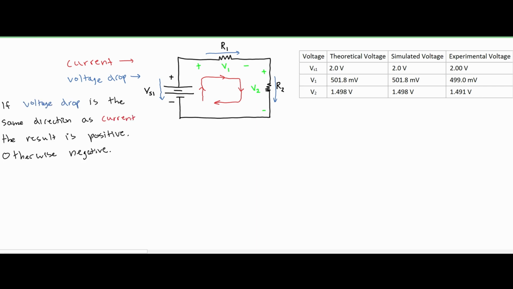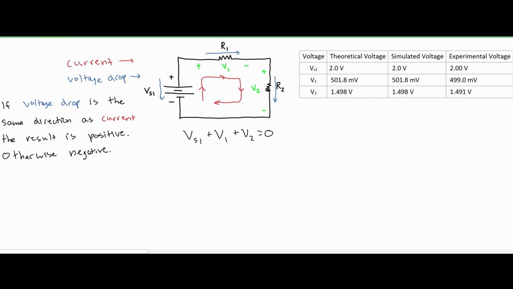If our voltage drop is in the same direction as our current, the result is going to be a positive. Otherwise, it is a negative. So Kirchhoff's voltage law, in its very basic sense, is just all of the voltages added up in a closed circuit equal to 0. So that means we are going to have our VS1 plus our V1 plus our V2, and this is all equal to 0.